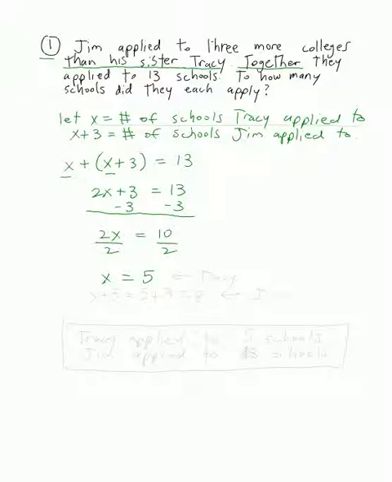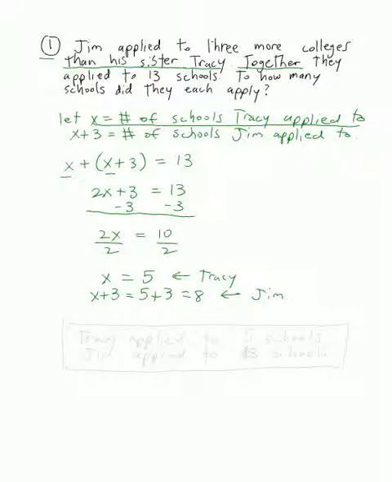So since x is 5, that's the number of schools that Tracy applied to, right? Because it says x is the number of schools Tracy applied to. x plus 3 is the number of schools Jim applied to. That means that if we do x plus 3, we really have 5 plus 3, which is 8. And this is the number of schools that Jim applied to.